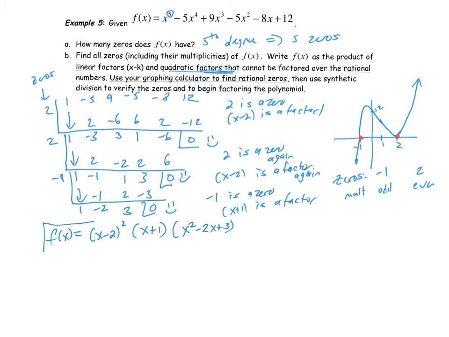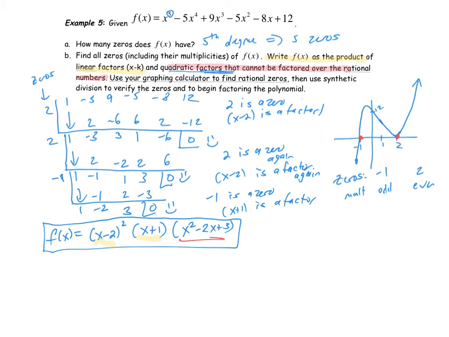And this is what we were asked for. In the problem description, we were asked to write f of x as the product of linear factors, so that's like the x minus 2 squared and the x plus 1, and quadratic factors that cannot be factored over the rational numbers. So we can't factor x squared minus 2x plus 3 further. So we're going to leave that as a quadratic factor. Okay, now we need to continue on to find all the zeros.